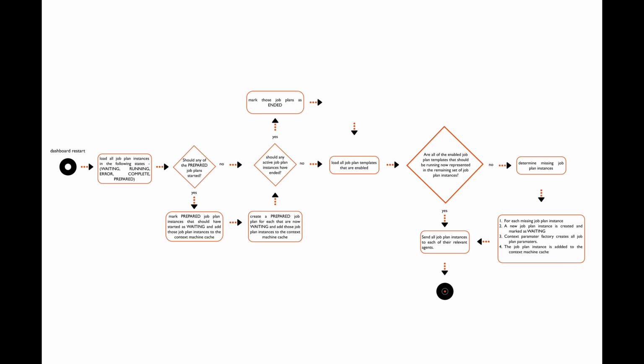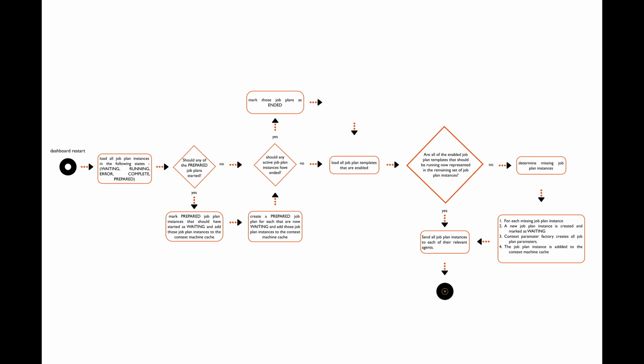The second use case associated with the job plan instance lifecycle is associated with the dashboard restart, where we have running job plans that need to be recovered in order to allow them to continue to process the events associated with that job plan instance. So we go to the left-hand side, we look at our start node, we can see the first thing we do is we load all of the job plan instances that are in the following states. We load the waiting, running, error, complete, and prepared job plan instances.